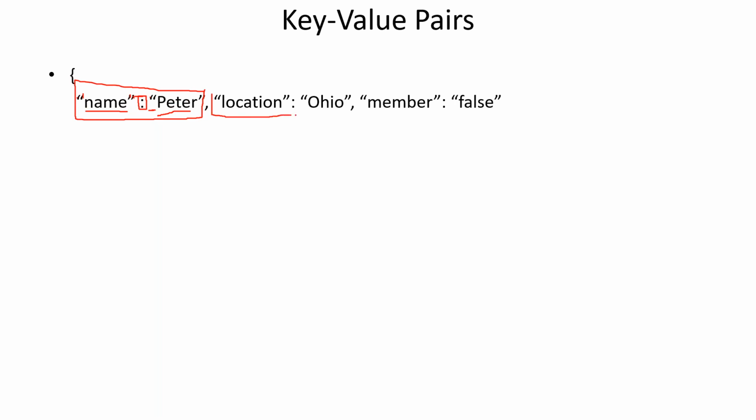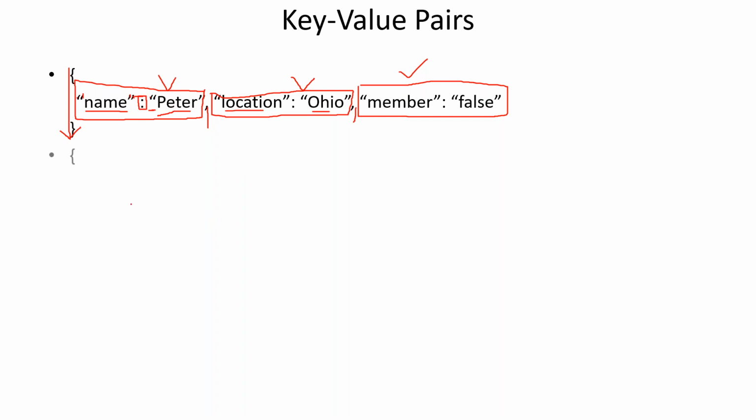There's another key value pair that identifies the location of that user and the membership associated with the user. Different key value pairs are separated by commas. And then it closes. Now I have closed the JSON object.